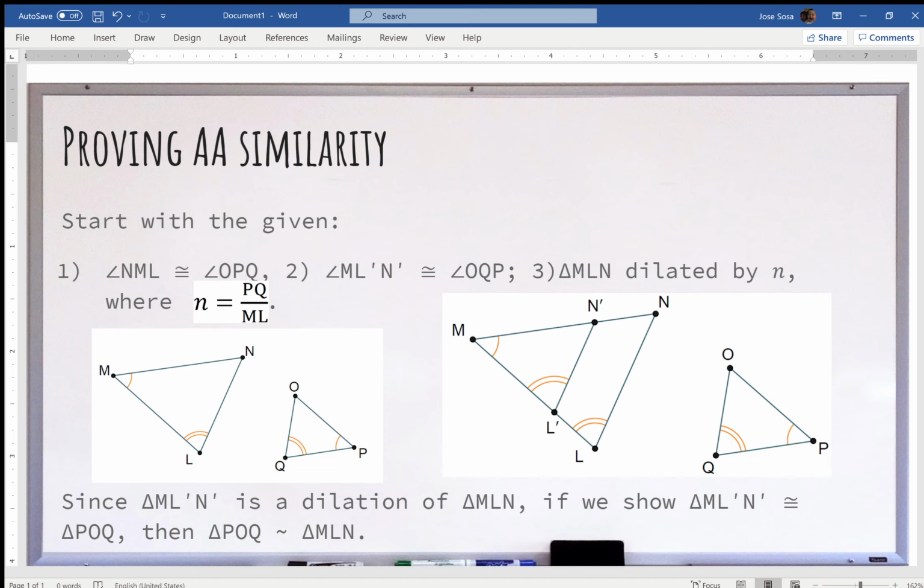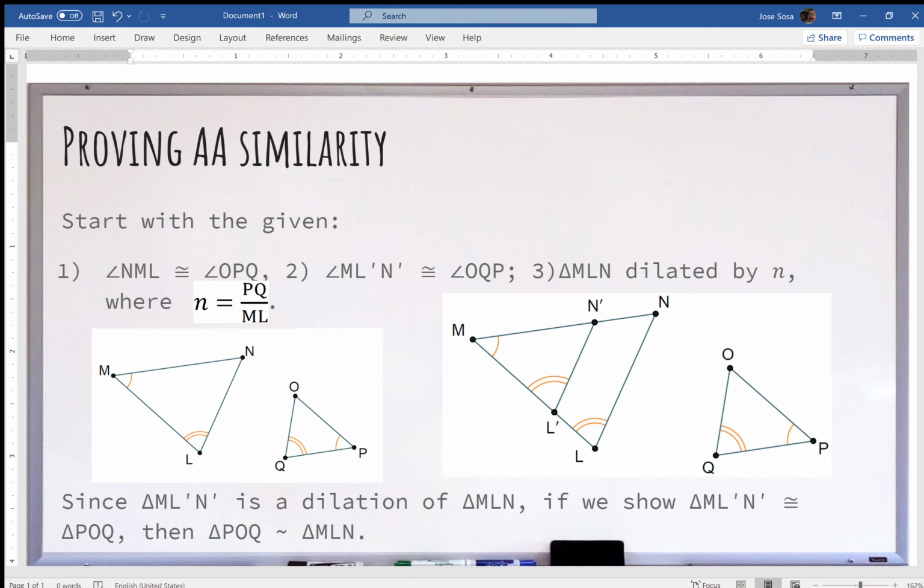Hello everyone. I am making this video just to correct some of the stuff that we looked at in class in terms of the AA similarity condition or the theorem. The proof that we had in class today was not 100% correct, and so I went ahead and changed it, and I wanted to go through it again so that we could understand what the proof was saying.